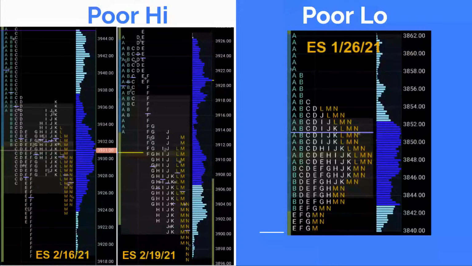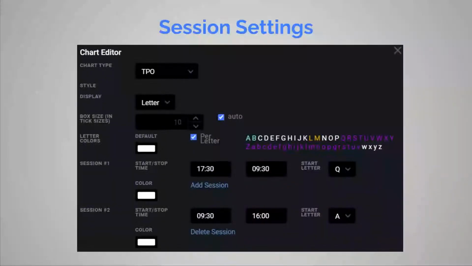Did it spike? Because I use that as a level for the next day. Is it accepting those prices or is it rejecting them? Again, getting back to that acceptance and rejection. Always be thinking of that. And everything I've shown is essentially a form of acceptance or rejection.